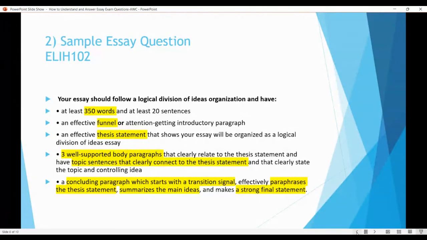Now, your essay should follow a logical division of ideas, organization. So the keyword here is logical division of ideas. That means you need to divide ideas into different paragraphs. Now, again, number of words, 350 words. So you need to highlight it. You need to underline it.